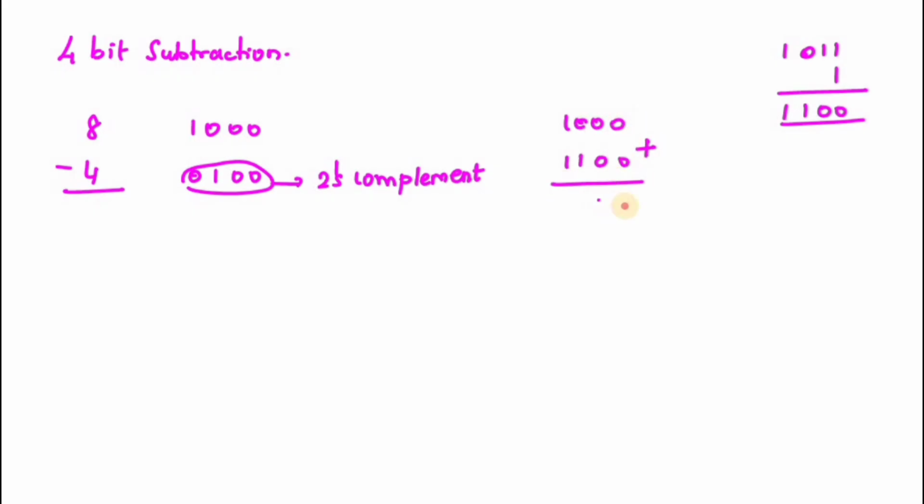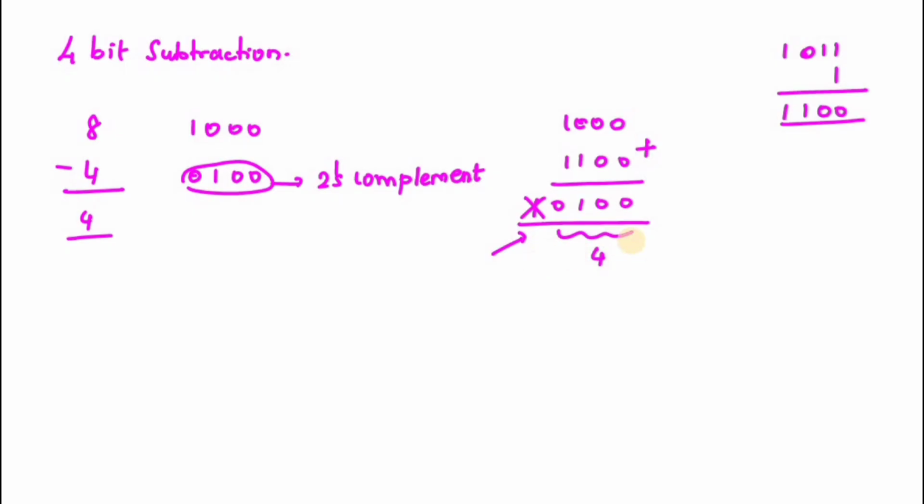Now I'm going to add these. If I add them, I will get the answer 1 0 1 0 0. So 8 minus 4, the answer is 4. Here you can see this is 4, right? You have to cancel this carry value. If the carry value is 1, you have to cancel it.